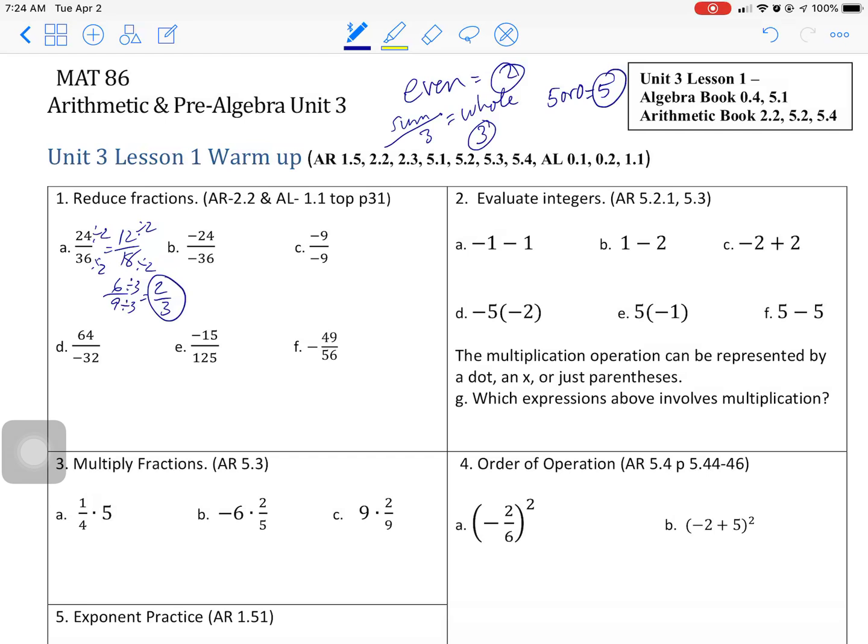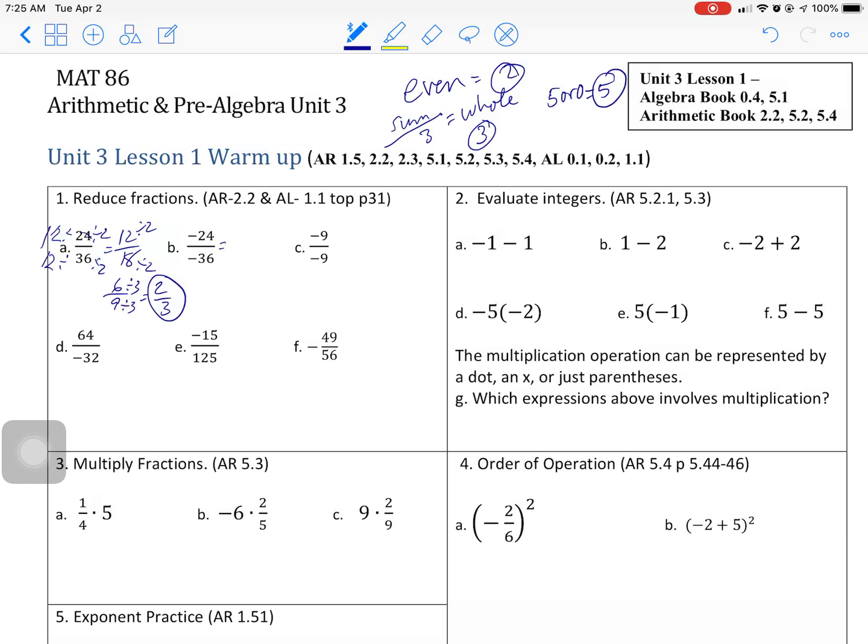Now, I could have, way back here, if you notice that these were multiples of 12, there's no divisibility rule for that, but 24 is 2 times 12, and 36 is 3 times 12. So you can go straight there. You can divide by 4. Any of these things, as long as you end up with 2 over 3, okay?